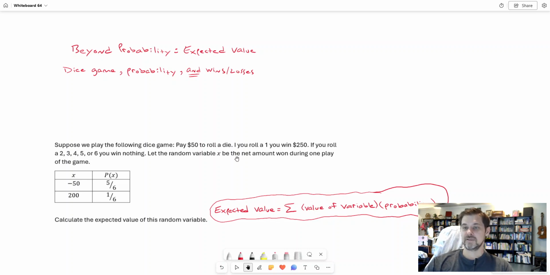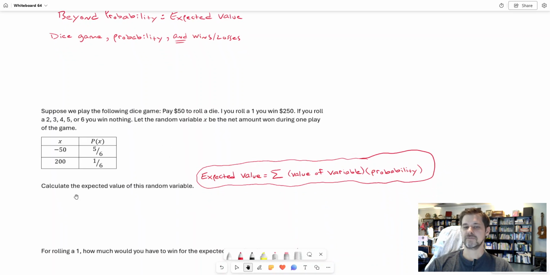If the random variable is the net amount that I win during one play, it could be negative 50, meaning I just lose, or it could be 200, meaning that I win. What are the probabilities associated with that? Because there's the wins and losses, that's what the random variable is tracking. Well, the probability of losing is 5 out of 6, because there are 5 ways to lose out of 6 total possibilities. You roll a die, there's 6 things that can happen, and in this case, losing, there's 5 ways you could lose. That's why it's 5 out of 6. And winning, that's 1 out of 6, because again, there are 6 things that can happen when you roll the die, and there's only one way to win, so 1 out of 6.